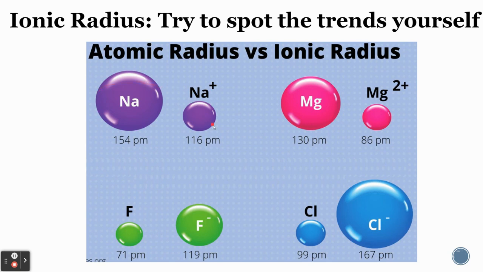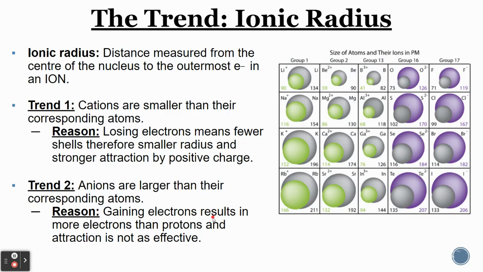Metals get smaller when they become ions. Nonmetals get larger when they become ions. And so that's our general trend for the ionic radius. The ionic radius is kind of like the atomic radius, but for an ion. It's the distance measured from the center of the nucleus to the outermost electron in an ion specifically, as opposed to a neutral atom. And so our first trend is that the cations are smaller than their corresponding atoms.